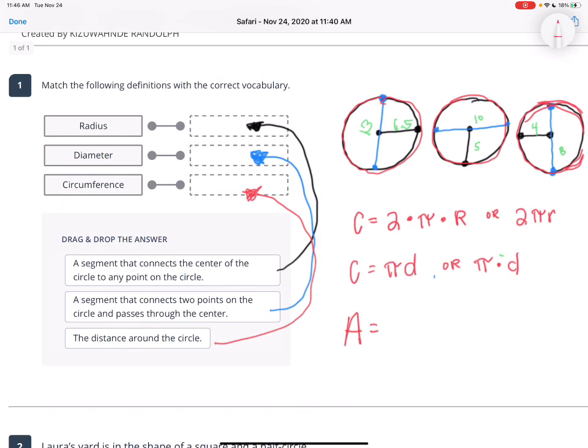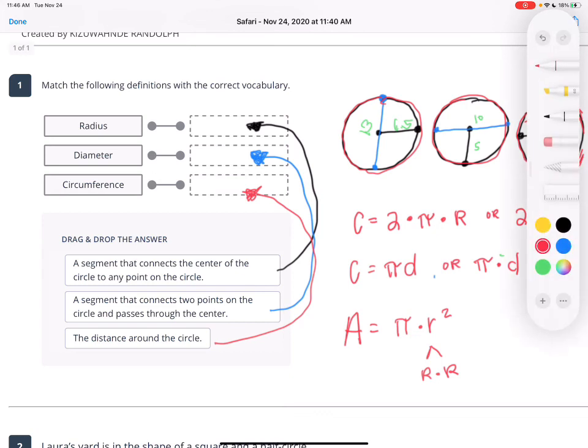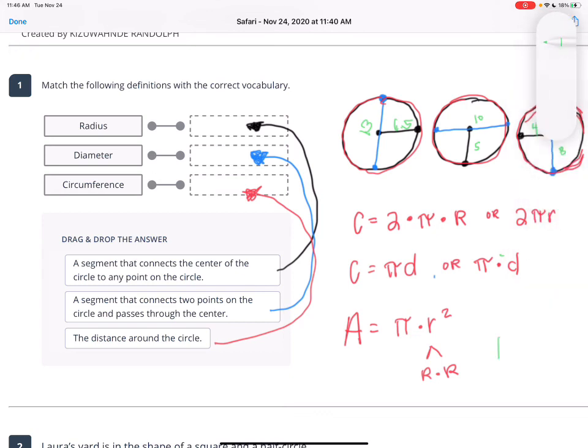Another thing that you may need to know for this assessment is the formula for the area of a circle, which would be pi times r squared. If you guys don't understand, squared is a number times itself, okay? In the classroom, I like to say, okay, area is equal to pi times r times r. Because radius times radius is the difference between saying radius times 2.